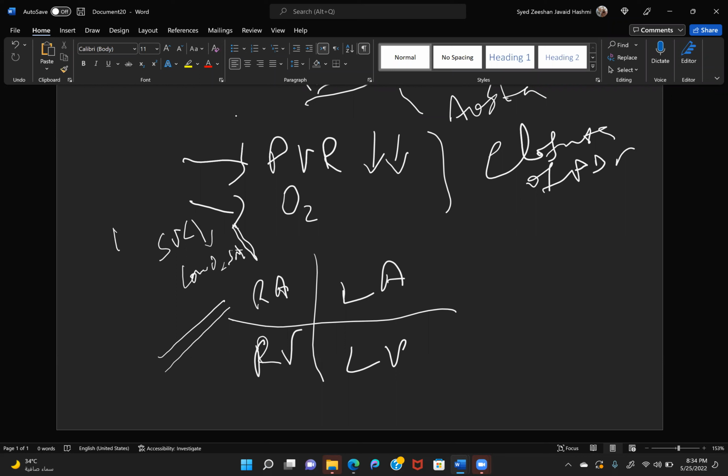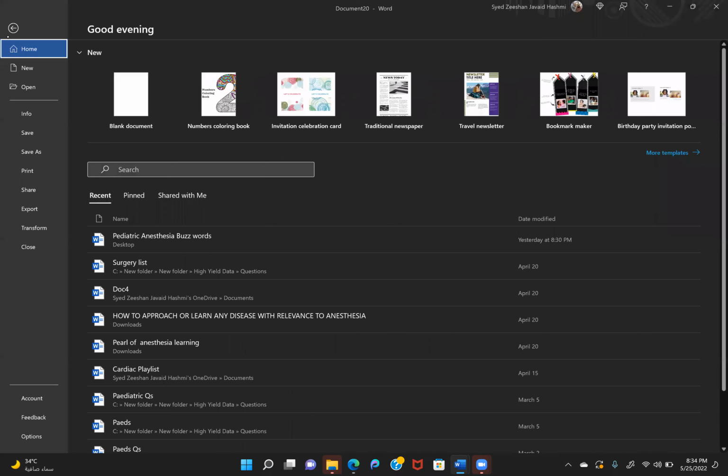And it is going through the foramen ovale. I'm sorry, this is not through the foramen ovale. This one is coming from here. I will just try it again, please.